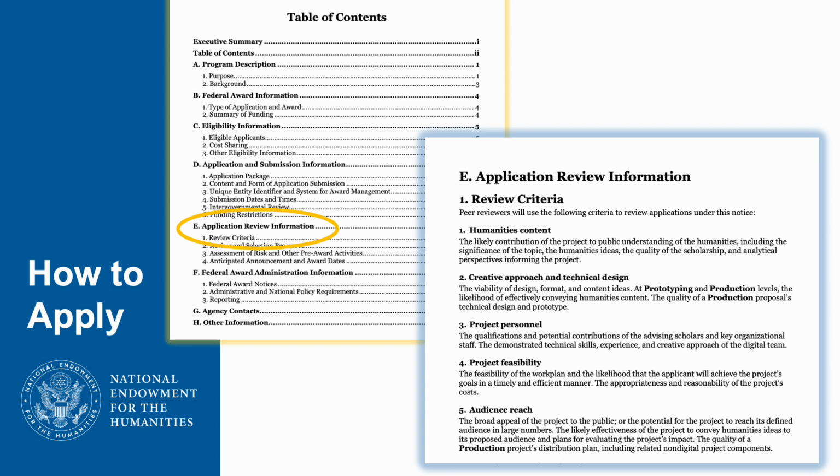In the guidelines, I want to draw your attention to a part that applicants frequently overlook. Every guideline lists the criteria that will be used to evaluate your application. The application criteria for digital projects for the public is currently on screen. It includes humanities content, creative approach and technical design, project personnel, project feasibility, and audience reach. Keep these in mind as you work on your application. Make sure that reviewers will be able to find the information about each item on the list and have positive things to say.